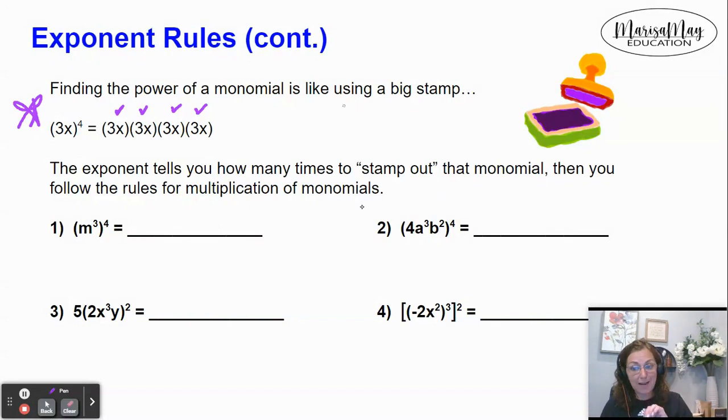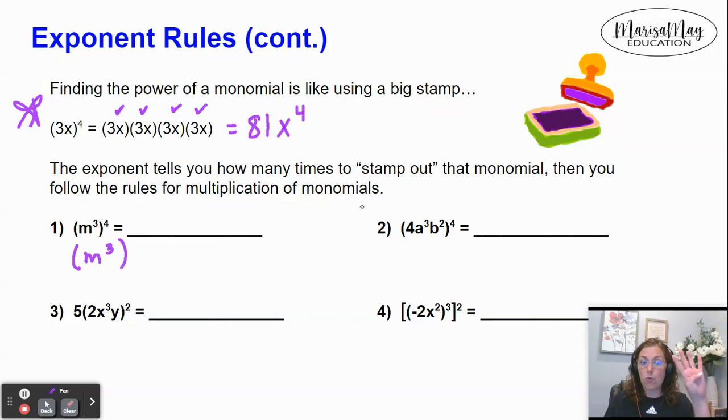3 times 3 is 9, times 3 again, 27, times 3 again, 81. And then look, I have x times x times x times x. That's 4 x's being multiplied together, and that's 81x to the fourth. Okay, so you've got to think about how many times do I need to write that parentheses out? So look at number 1 here, m to the third to the fourth. So that means I'm going to write that parentheses 4 times, right? Got to write it down 4 times.